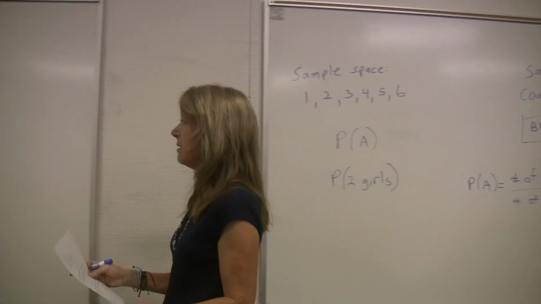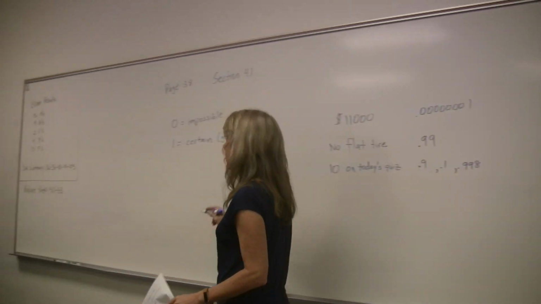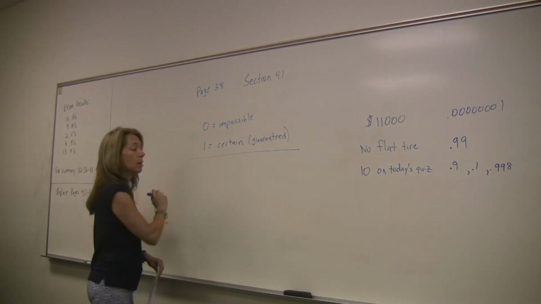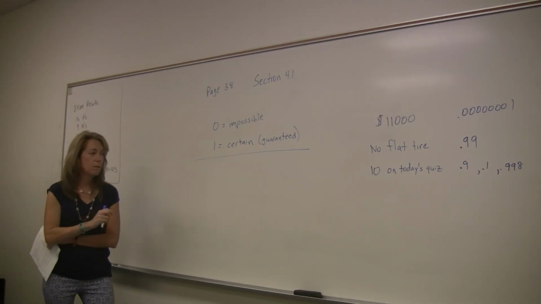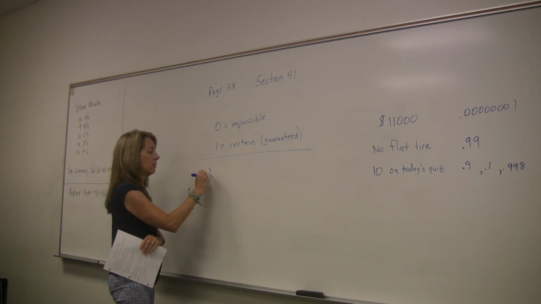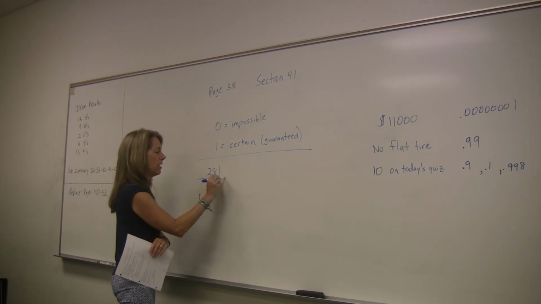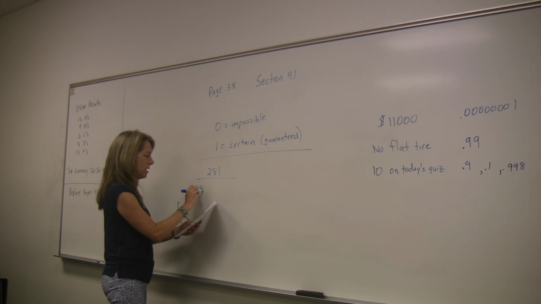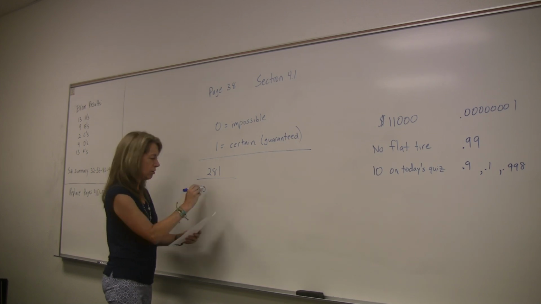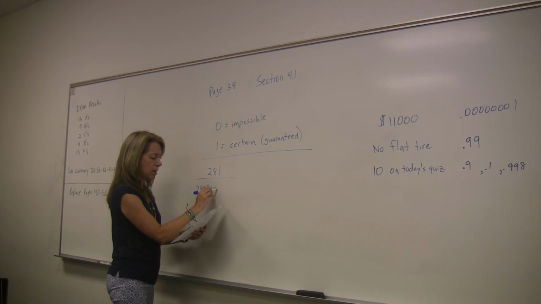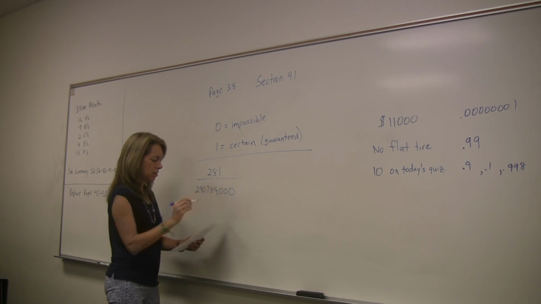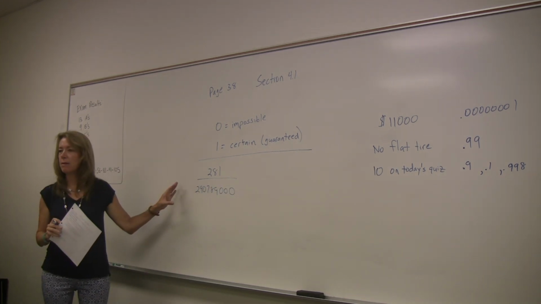What do I want to do with that example? Yeah, Hector? Take the 281 divided by the 290. So he wants the 281 divided by that 290 million and some change. But I want to talk about why we're doing that. That's what he wants to do to find this probability.